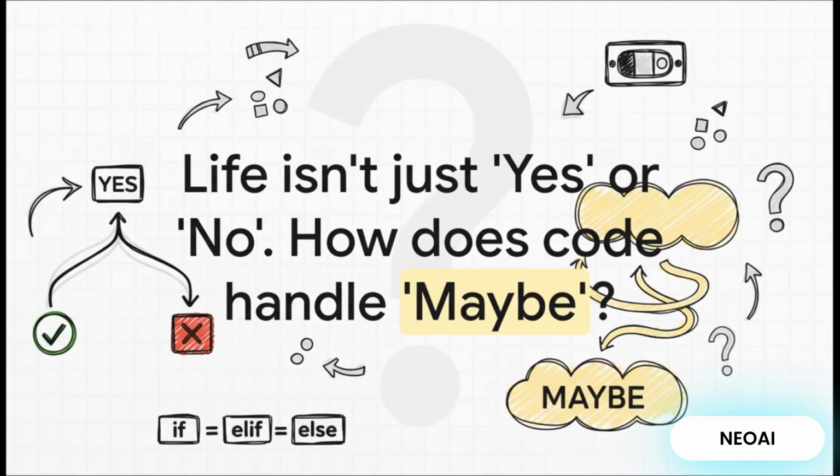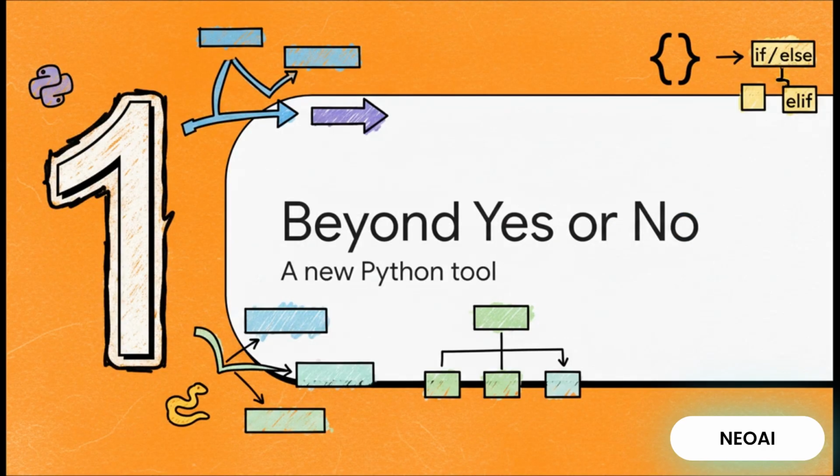I mean, just think about it for a second. Our lives are filled with choices that aren't black and white. It's almost never that simple. So if we want our code to be truly smart, to actually reflect how things work, we need a tool that can understand that gray area, a tool that gets maybe. And that is exactly what we're going to do today.